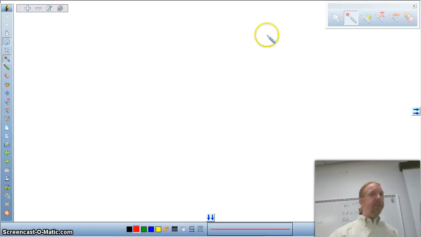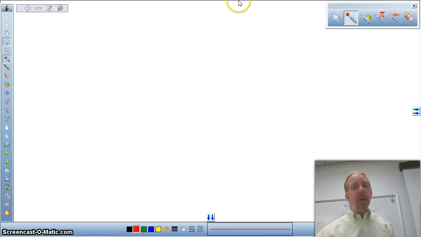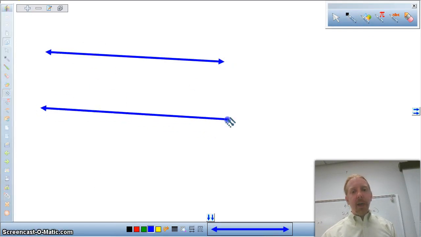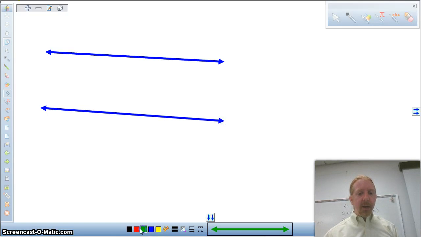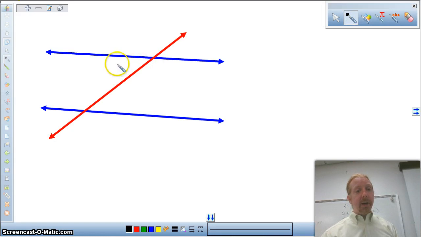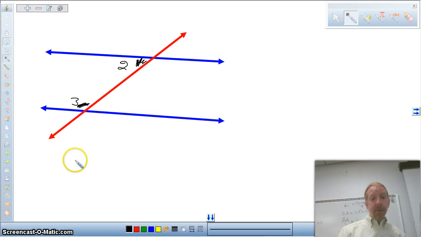Lastly, in this collection of theorems of consequences that come from parallel lines is the same side interior angle theorem. So again, two lines that are parallel. I'm going to cut them by a transversal. There's my transversal. My interior angles, the same side interior angles, might be 2 and 3. These guys. Those angles are not congruent. You should have discovered that as part of our exploration.